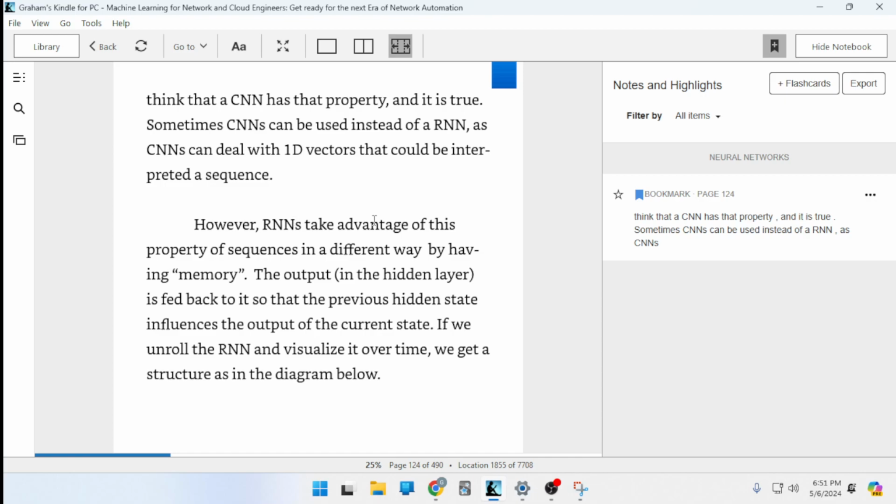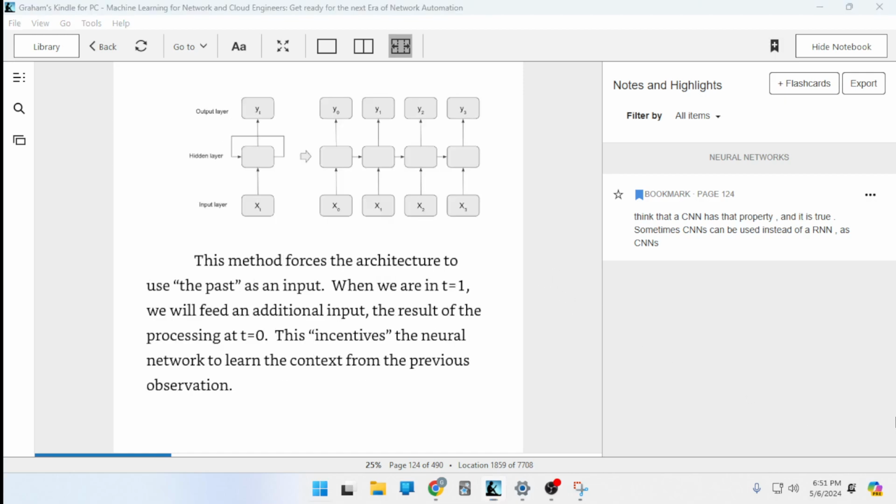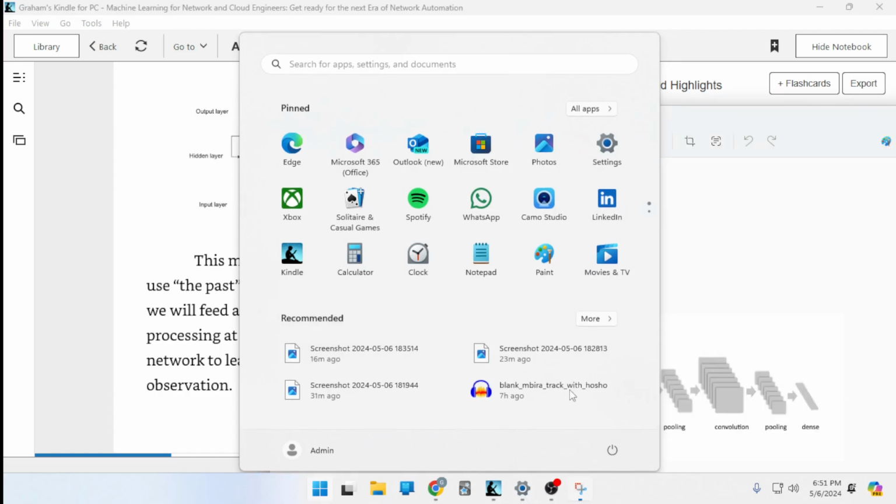However, recurrent neural networks, RNNs, take advantage of this property of sequences in a different way by having memory. The output in the hidden layer is fed back to it so that the previous hidden state influences the output of the current state. If we unroll the RNN and visualize it over time, we get a structure as in the diagram below. Alright, so take a look at that.